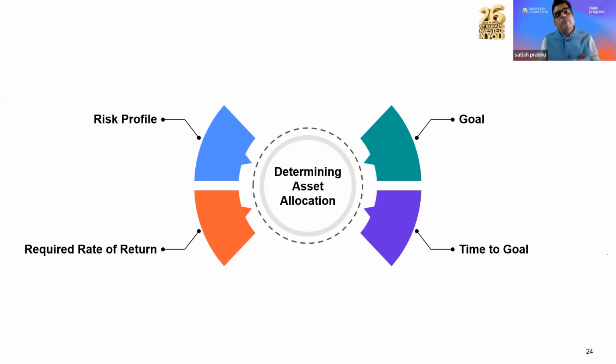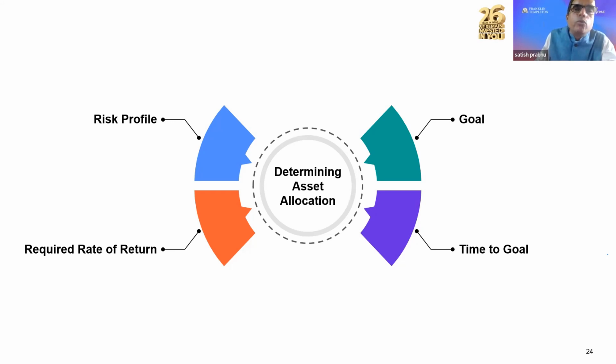Now, last but not the least is the time to the goal. Suppose you have a 10-year goal. You have saved money for your child's education, which is a 10 or a 15-year goal. As you near your goal and you put a lot of money in equities, there is a chance that the equity market can fall. And on the day you want that money, you will find that your entire portfolio is down by 50%. You don't want that to happen.